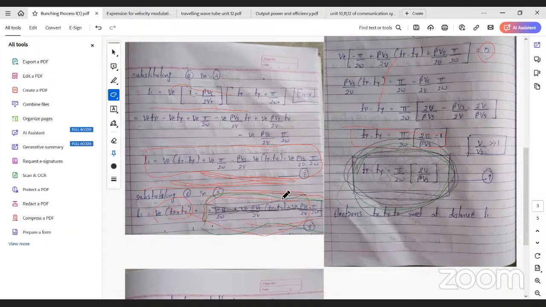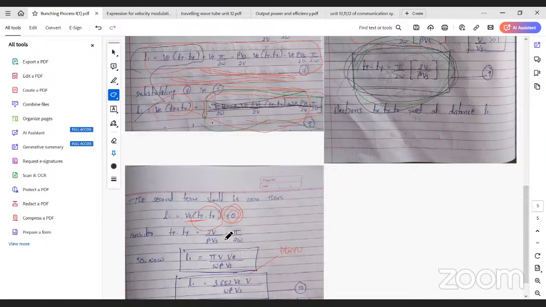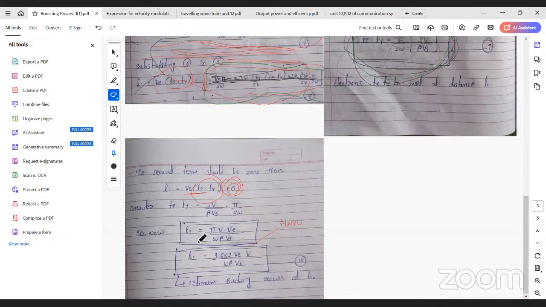Okay, only the first term remains. What is your first term? For minimum, L1 equals VE times (TP plus TY). Another one: Ly equals VE times (TP minus TY). In this, I am substituting the TP minus TY value. I got the L1 value. Whatever L1 value I got, that is called optimum bunching occurring across L1. This topic is about the bunching process.